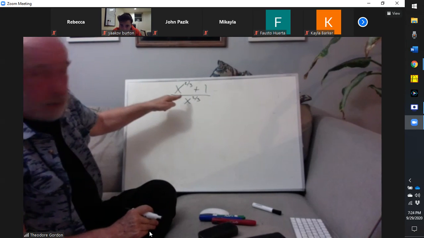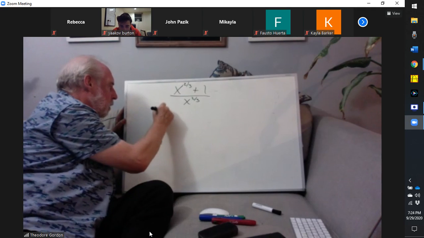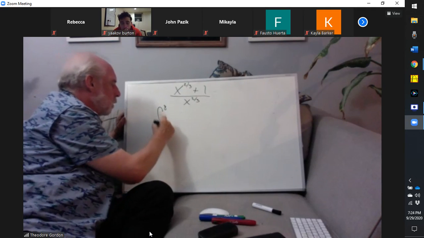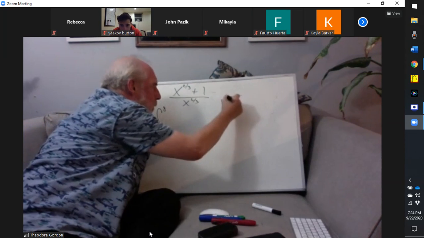Okay, that goes under the square root of our integral. But I'm going to use this property again.